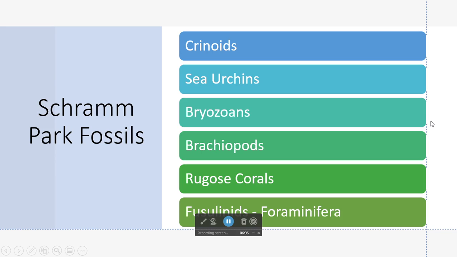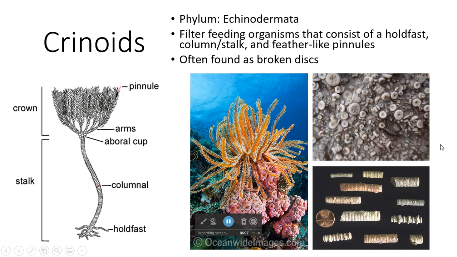So we're going to go through the Schramm Park fossils here. I just want to do a brief explanation. You'll also be reading about these fossils in the rest of the lesson. So here's a list of them. We've got our crinoids, sea urchins, bryozoans, brachiopods, rugose corals, and fusulidids or foraminifera. So let's take each of these in turn.